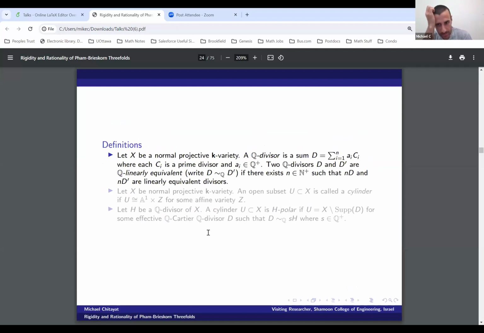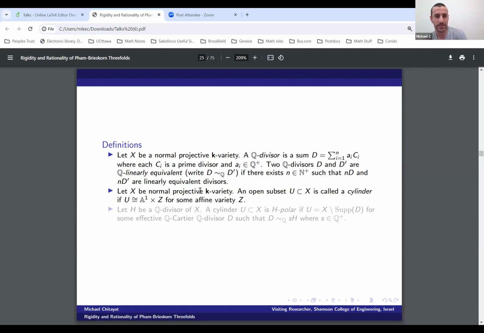So I need to talk briefly about Q divisors and cylinders. So let X be a normal projective variety. A Q divisor is a sum of this form, where each CI is a prime divisor and each AI is a positive rational number. And we say that two Q divisors are linearly equivalent if there exists a natural number N such that ND and ND prime are linearly equivalent integral divisors.